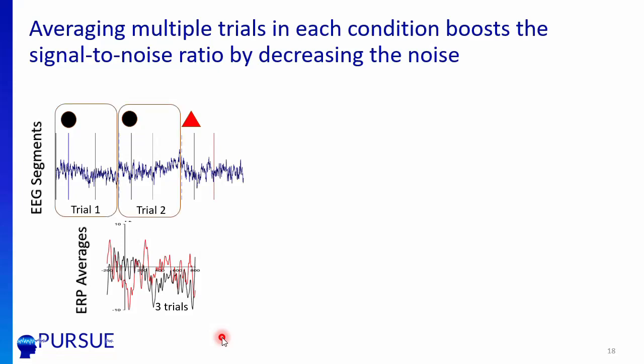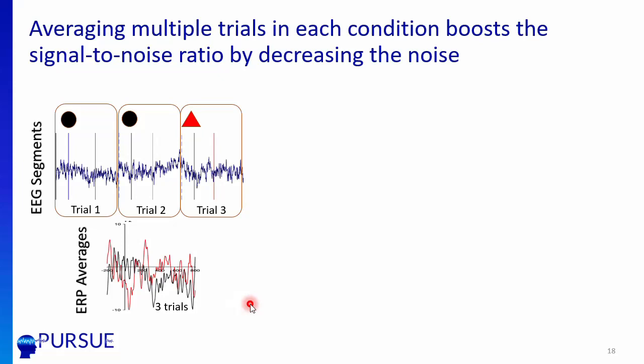And you can see that we have two trials of standard, and there's EEG, and that gets averaged together and plotted in a trace down here in this black line. And then we have one trial where we have the target, and the ERP activity is plotted as a red line in this graph below.